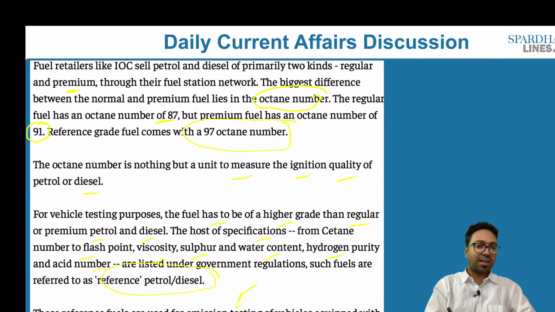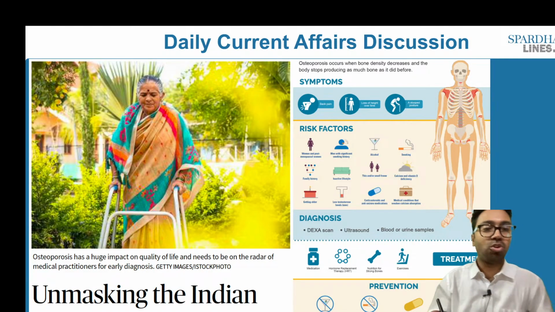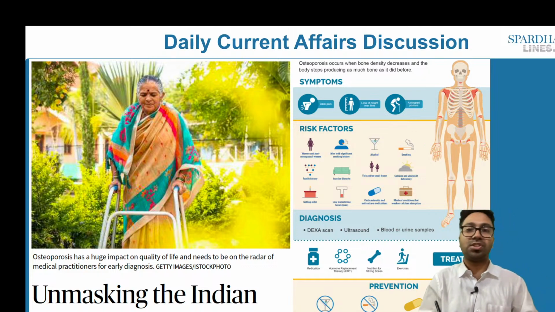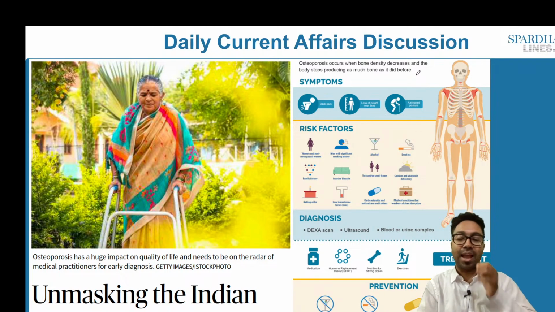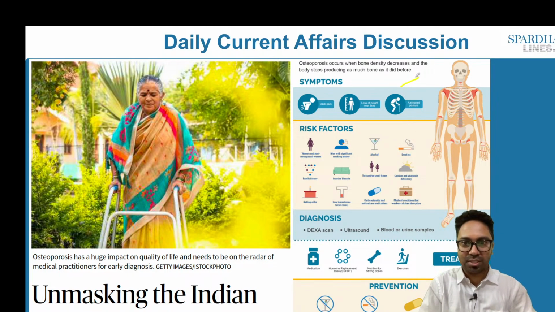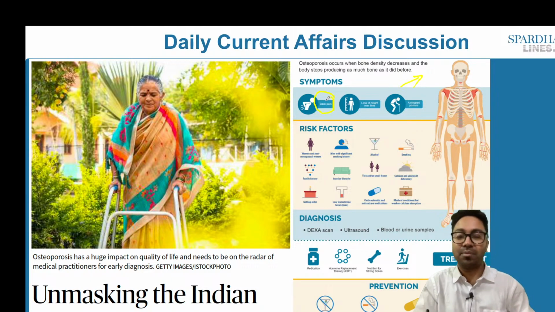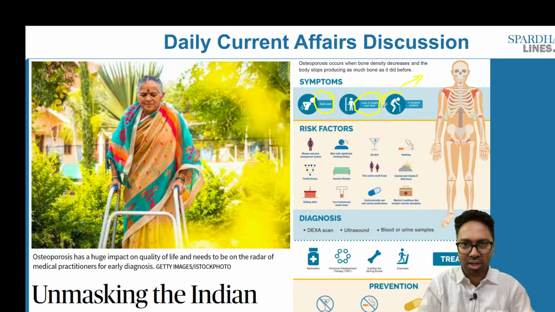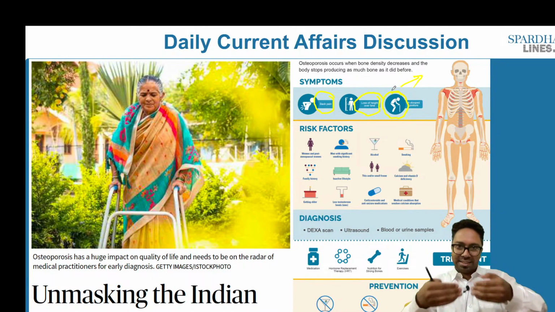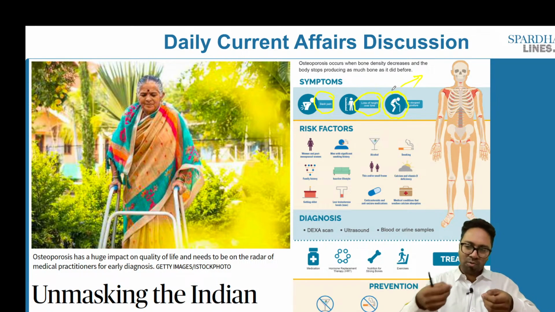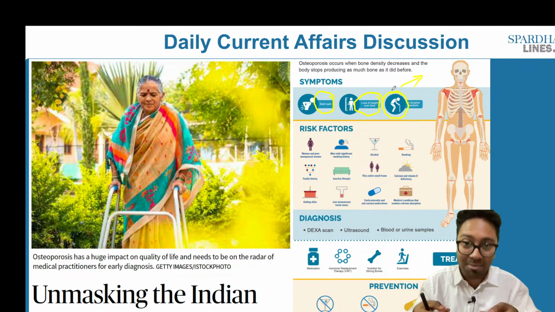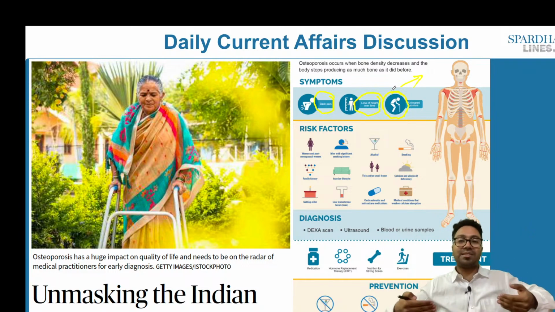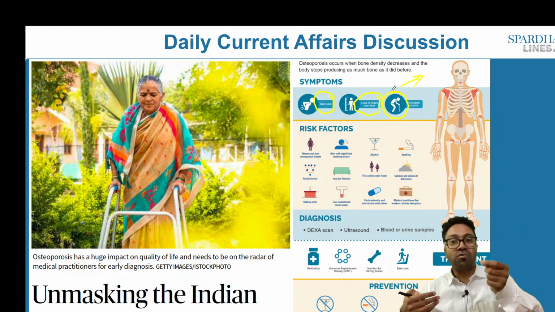Now let's look into the next article. This article here is speaking about osteoporosis. What is osteoporosis? It occurs when bone density decreases and the body stops producing as much bone as it did before. So this is to do with the bone. What are the symptoms? One, a person will start facing a lot of back pain. Then there is a loss of height over a period of time, and then there is a bent structure as shown in the picture. Since the bone density decreases, a person will not be able to move liberally as before. The person bends immediately, so he would not have a normal straight structure. That is the significant impact of osteoporosis.